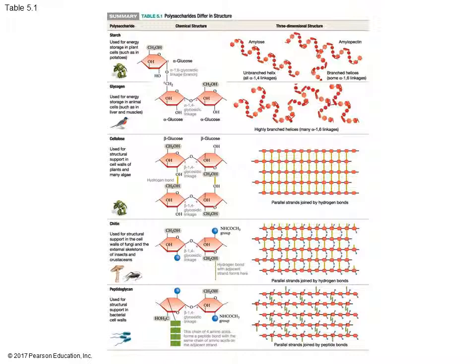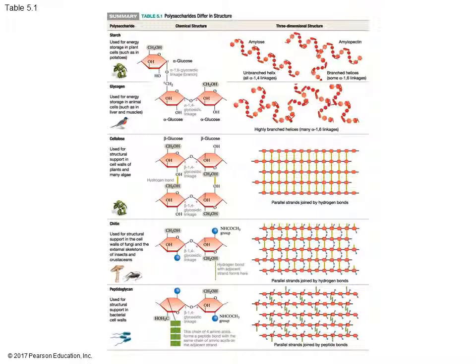Table 5.1 is a great summary table because it goes over all the polysaccharides that we've just discussed. The first two, starch and glycogen, are made out of alpha 1,4 glycosidic linkages. When you think about it, does that make sense? These are linkages that can be easily broken. Do we want linkages to be easily broken? And the answer is yes.